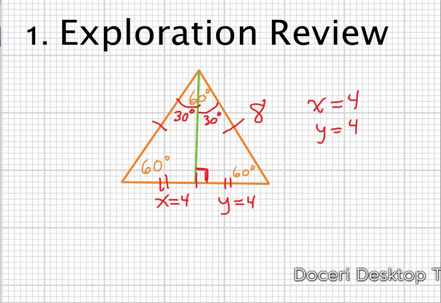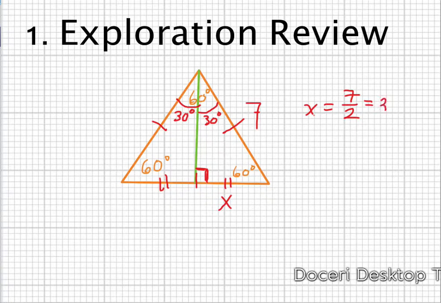The next example that they gave you for the exploration, I'm just going to erase the parts that aren't there. They tell you that this is 7, so what's x? Well, since 7 is my whole length, all I have to do is cut it in half to find my x. So x is going to equal 7 divided by 2. That could be your answer, or you can just say 3.5.